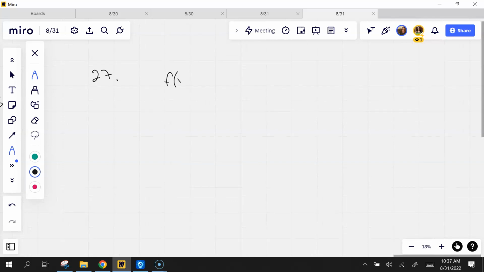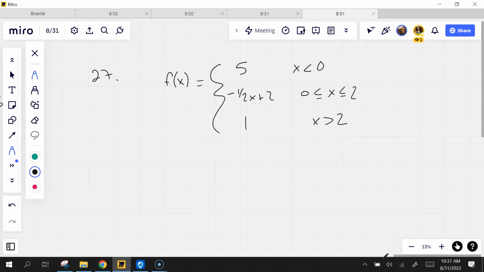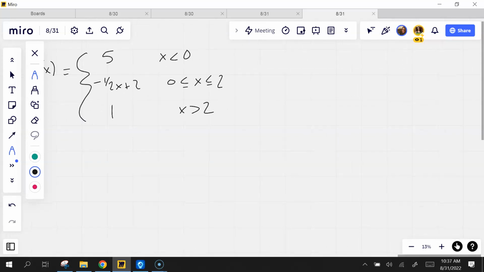f of x equals, I have 5 if x is less than 0. I have negative 1/2 x plus 2 if x is between 0 and 2. And I have 1 if x is bigger than 2. These are both horizontal lines at these particular points, but I can still put the points in to show you what happens.